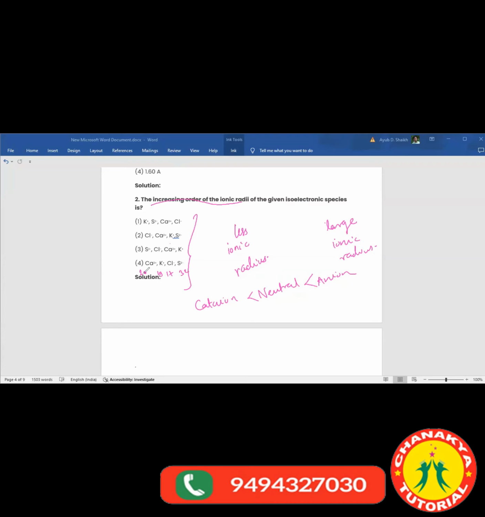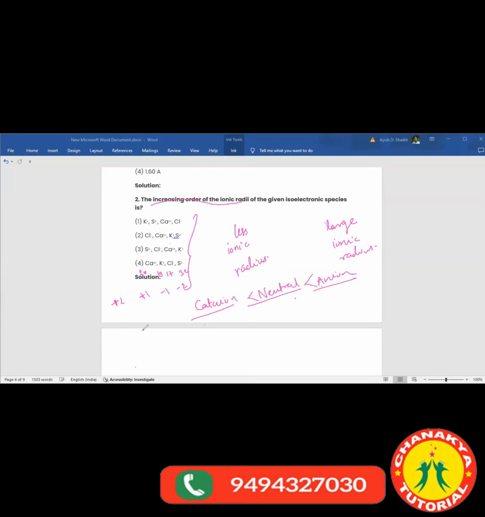See here. Calcium has atomic number 20. It has removed 2 electrons from its outermost shell, so it has a 2 plus charge. Then we go to potassium, it has only a 1 plus charge. Then chlorine, it has only a 1 minus charge. And for sulfur, it is a 2 minus charge. This is our basic rule: a cation has a smaller radius as compared to neutral, and an anion has a larger radius as compared to neutral.